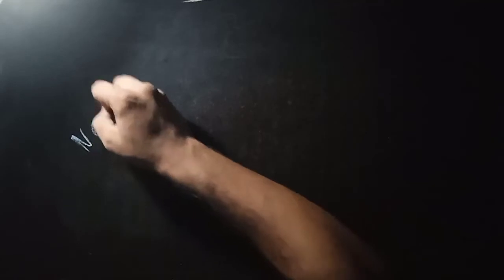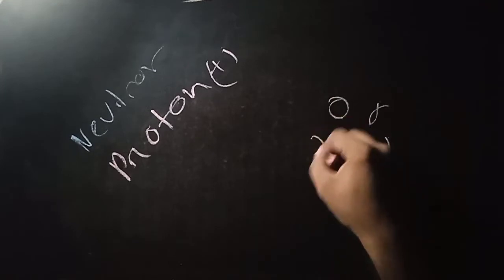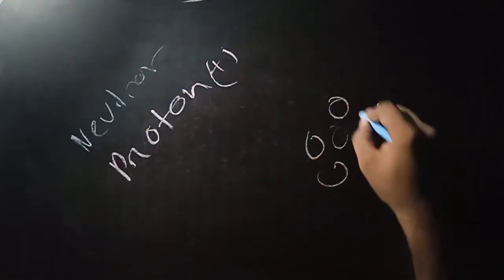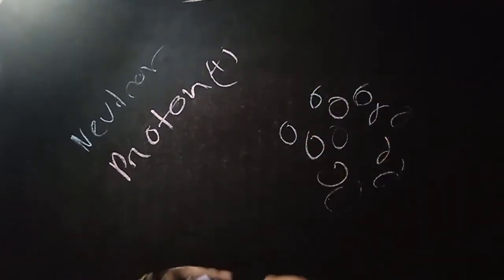So let's talk about the nucleus. In the nucleus, there is the neutron, which basically does nothing, and there is the proton. The neutron has no charge, the proton is positively charged. Now, in the nucleus, there are many protons and many neutrons. Hydrogen only has one proton, so that's a different case.